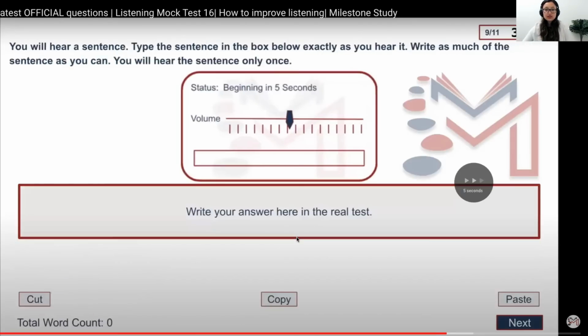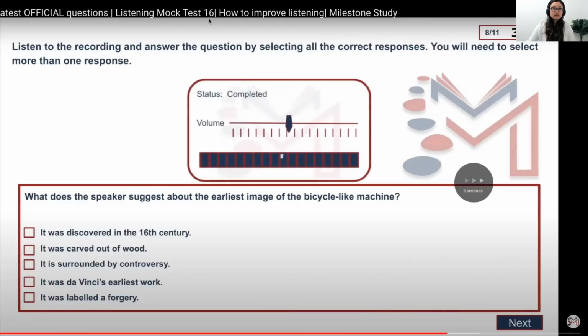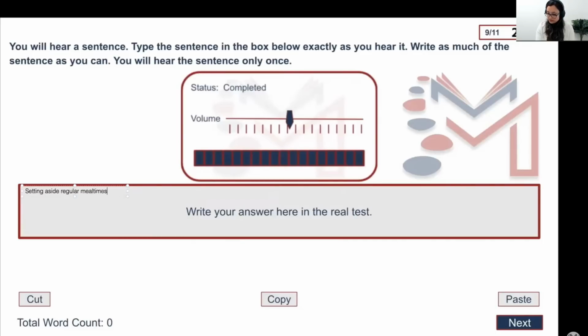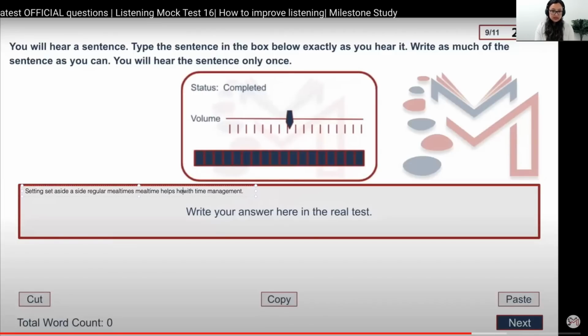Okay, then comes the next question, which is write from dictation. Setting aside regular meal times helps with time management. So first I wrote the entire sentence: setting aside regular meal times helps with time management. Okay, so what I did was set aside regular meal times, then help with time management. So I just wrote extra words like this, but remember that I knew each and every word in that sentence. I did not miss any word, and even the spellings were right.